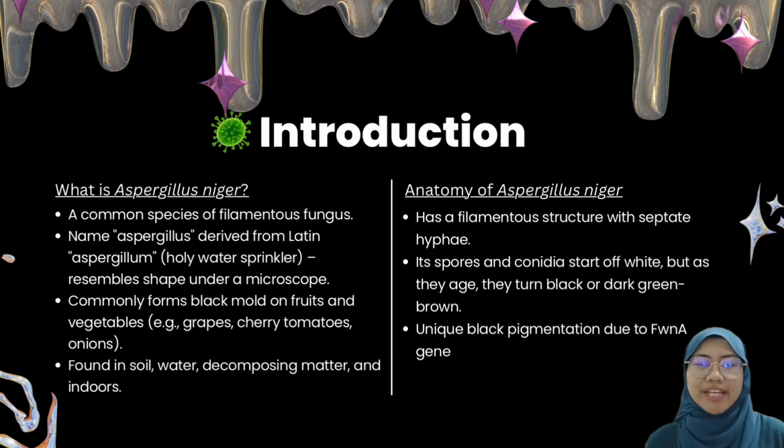Next, anatomy of Aspergillus niger. Morphologically, Aspergillus niger is a filamentous fungus, meaning it has a structure made up of long thin filaments called hyphae. These hyphae are septate, meaning they are divided by walls. Its spores and conidia start off white, but as they age, they turn black or dark green-brown. This black pigmentation is due to a specific gene called FwnA, and it's a unique trait that helps differentiate Aspergillus niger from other species in the same genus.